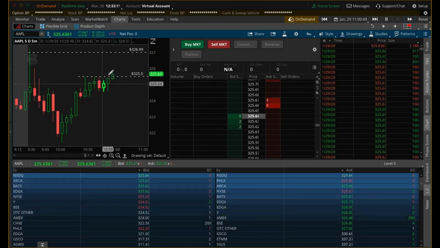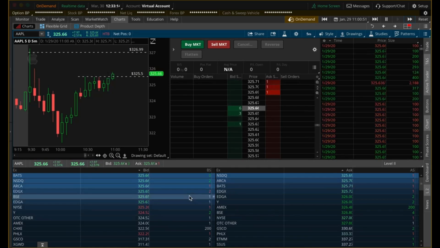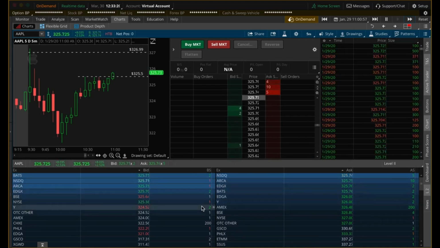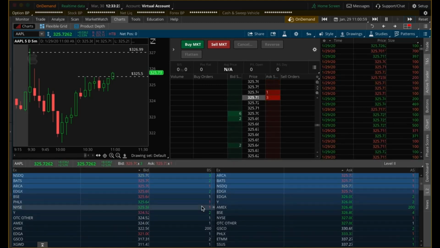Now that we broke above the key level, it's important when you break above the level to see the bids increasing in price and then for them to get stronger on the bid size. That is key.